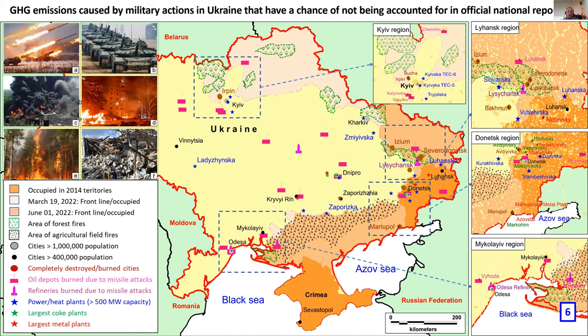From February 2022, we have a full-scale war. More than 3,000 settlements were occupied. We have analyzed and classified emissions that will not be covered by national inventory reporting. Even if a small part of this emission will be reported in any way, it will be reported in a very non-transparent way and with high uncertainty. Next slide, please.